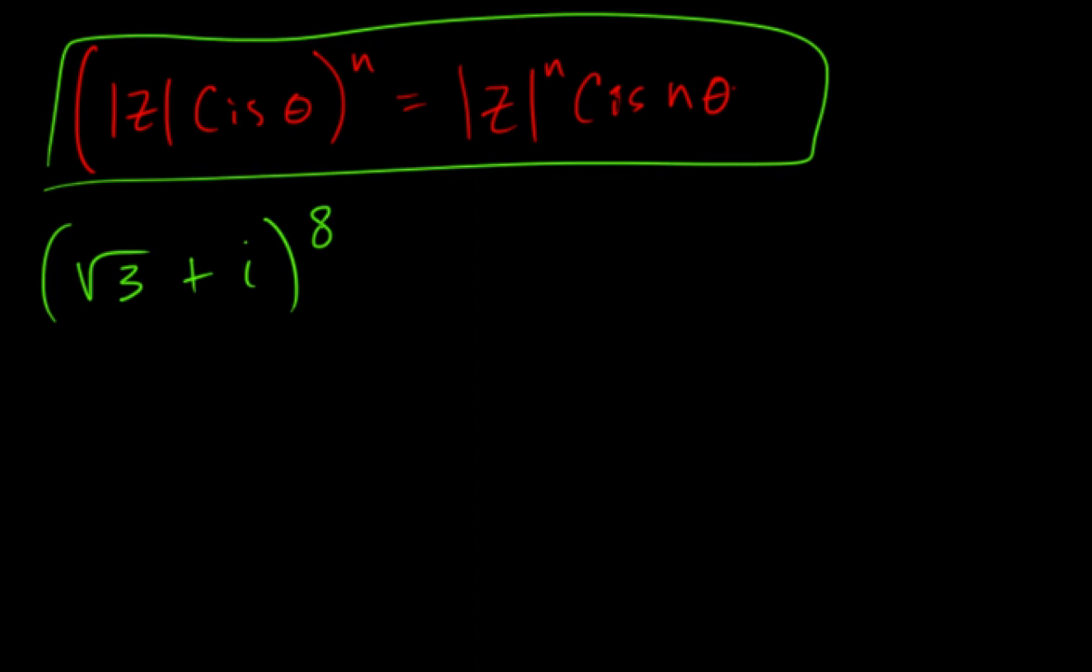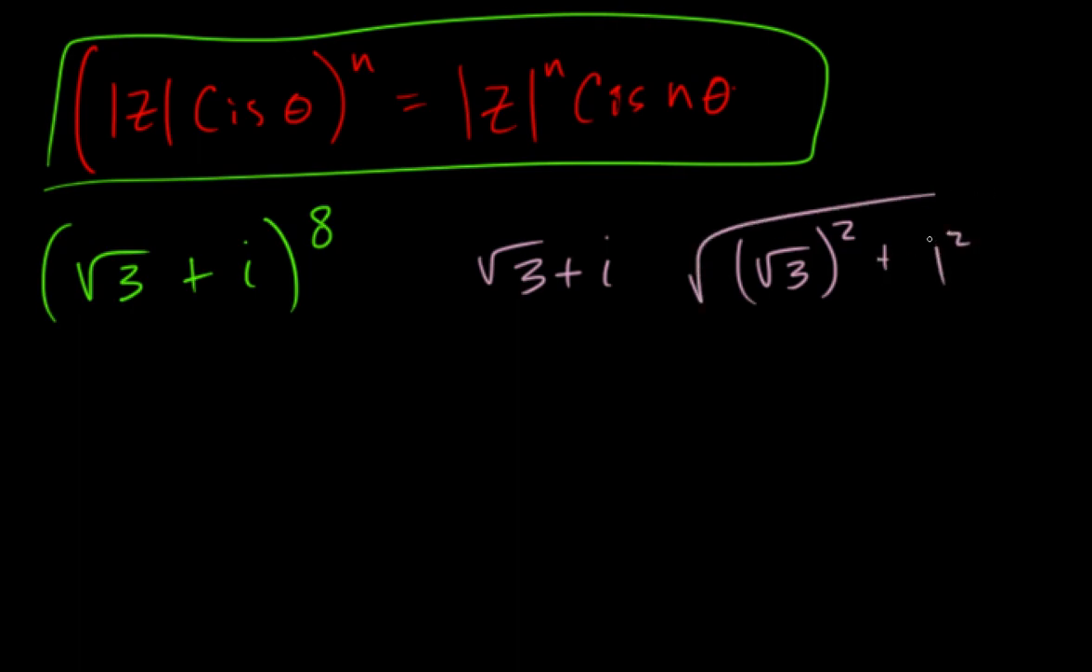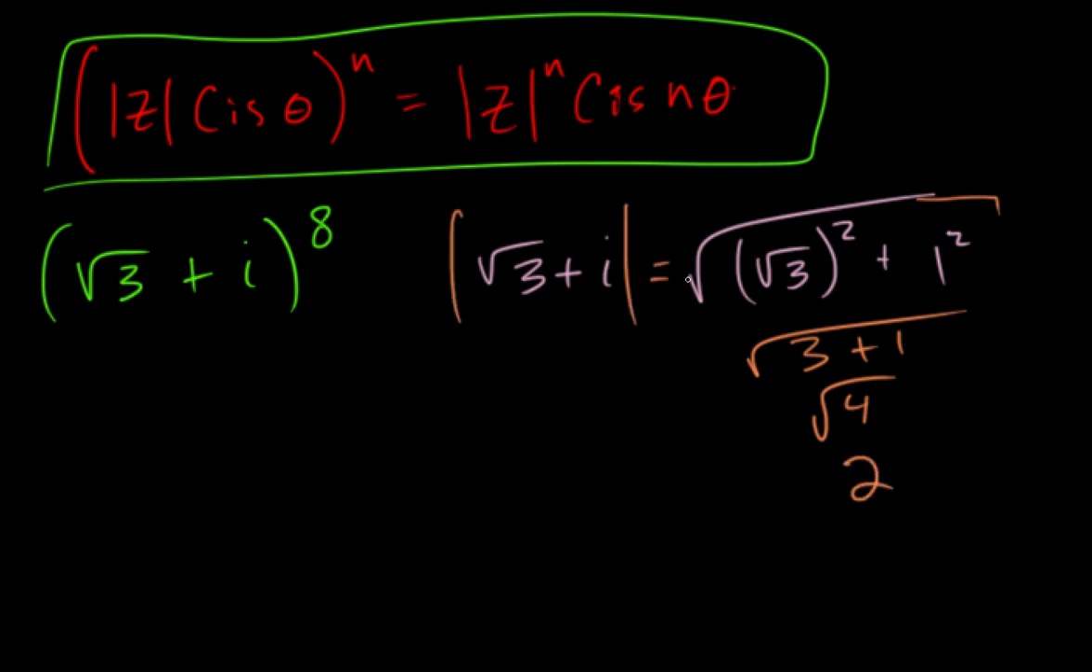Okay, so if we want to find the modulus of square root of 3 plus i, that's going to be the square root of the quantity square root of 3 squared plus 1 squared. So that's going to be 3 plus 1, and that's 4. So overall, that's 2. So the modulus of this is 2.